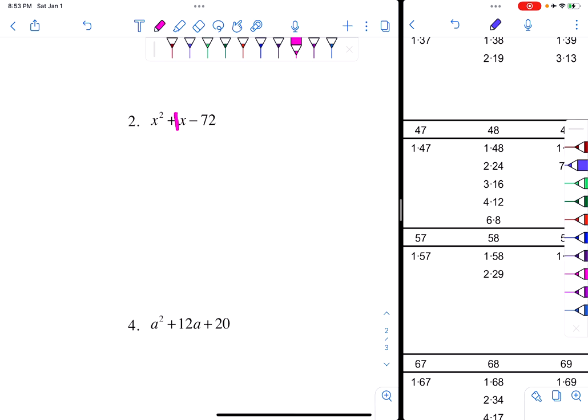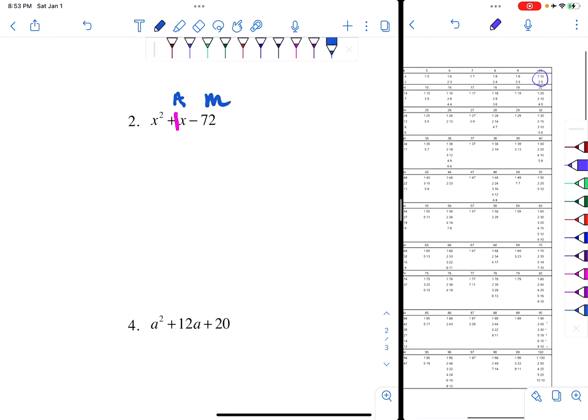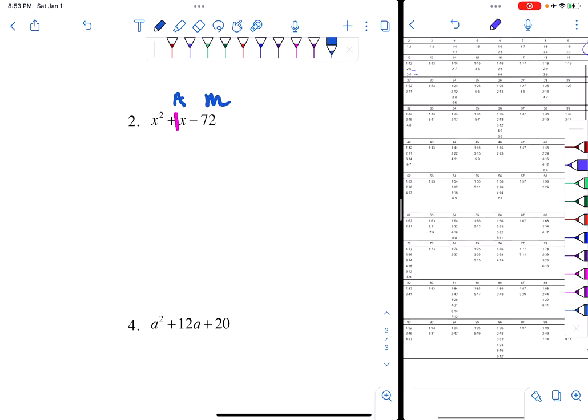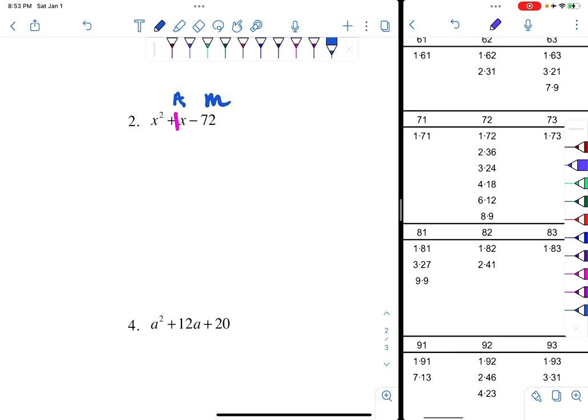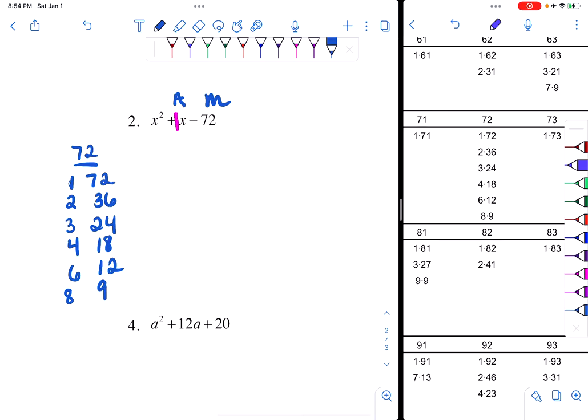Number 2, x squared plus 1x minus 72. The first thing I want you to do every time you see a lone x hanging out by itself is put a 1 attached to it. We want to add up to 1 and multiply to negative 72. That'll be very important when we get to our diamond. So we write out everything that multiplies to 72, which is 1 and 72, 2 and 36, 3 and 24, 4 and 18, 6 and 12, and 8 and 9.